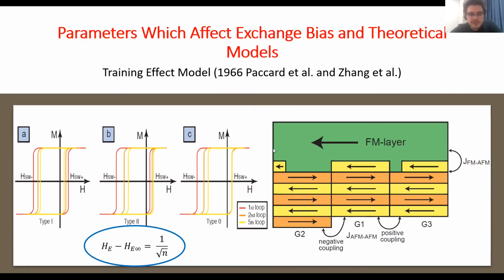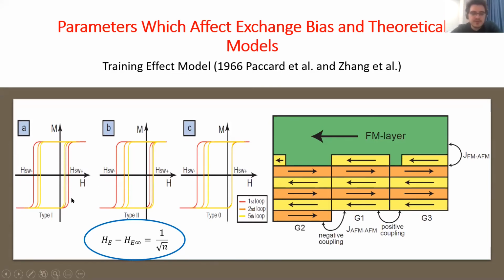In the first type of training effect, as you do the consecutive loop measurements, the hysteresis loop begins to shrink on both sides. In the second type of training effect, as you do the consecutive loop measurements, the two branches of the hysteresis loop shift to the right. In the type 0 case, something like the middle, the left part of the hysteresis loop goes to the right and the right part is stable.